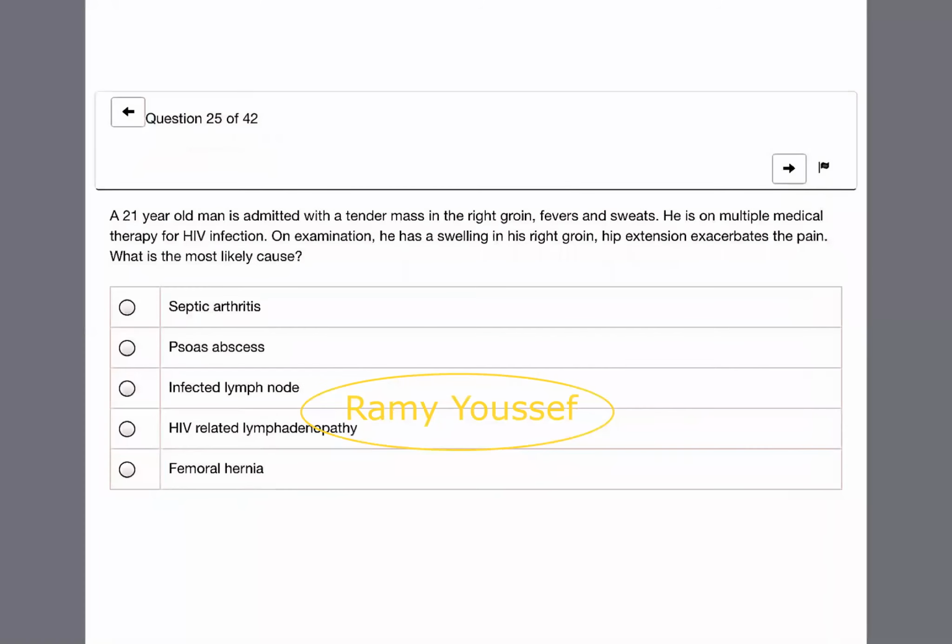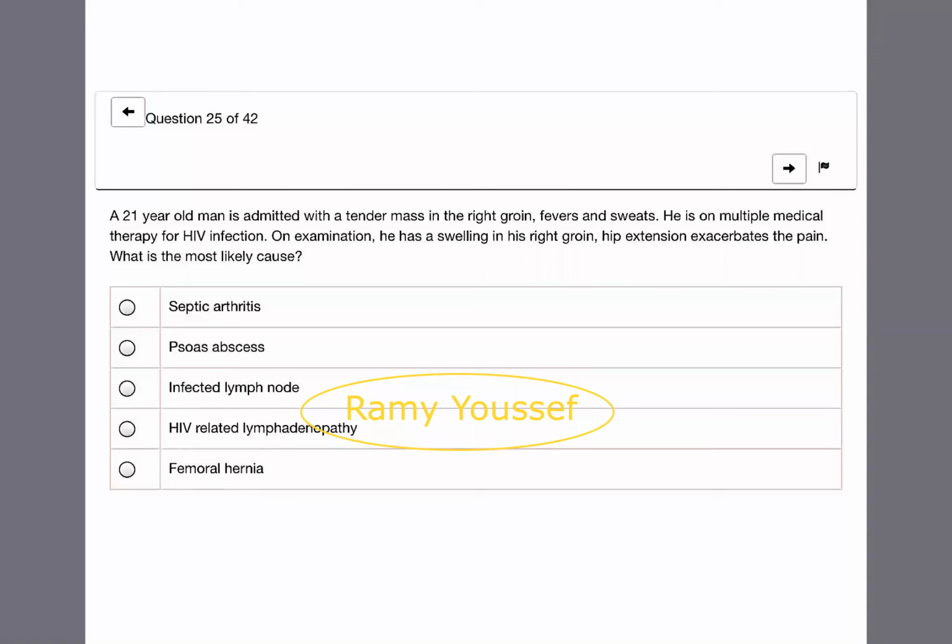Next question, Dr. Abu Yazid. A 21-year-old man is admitted with a tender mass in the right groin, fevers and sweats. He is on multiple medical therapy for HIV infection. On examination, he has swelling in the right groin. Hip extension exacerbates the pain. What is the most likely cause? Hip extension exacerbates pain, with fever and HIV infection, so low immunity. Psoas abscess.